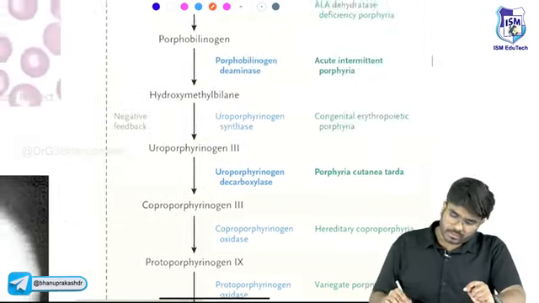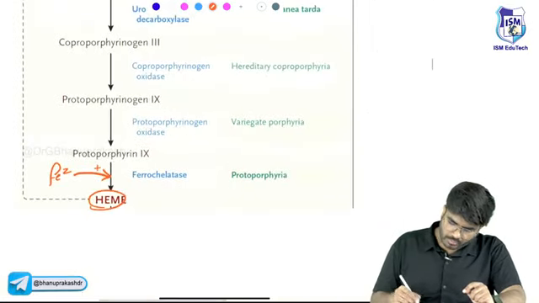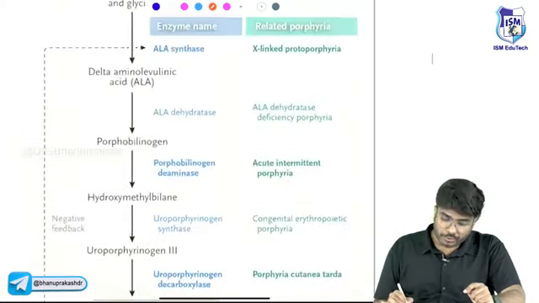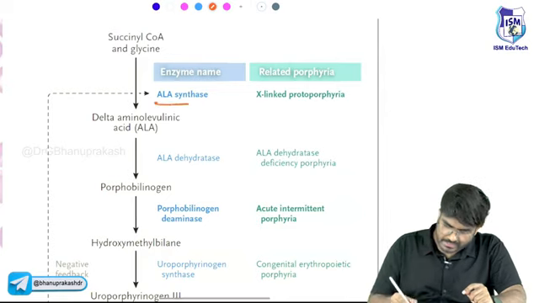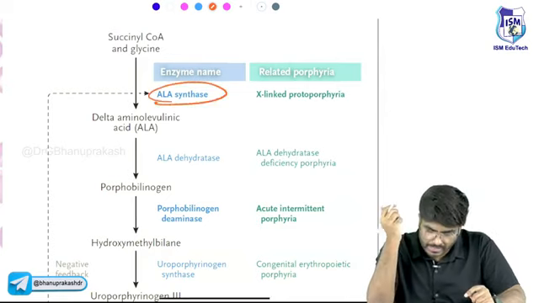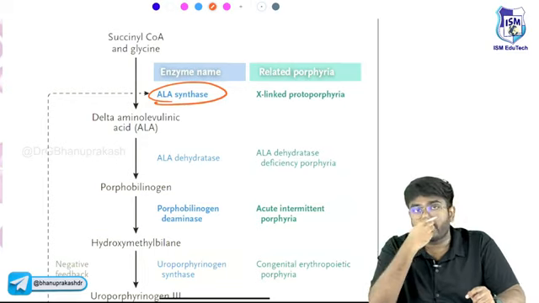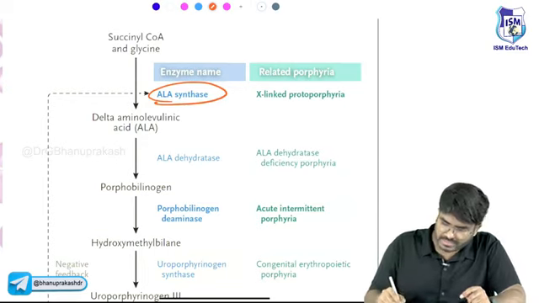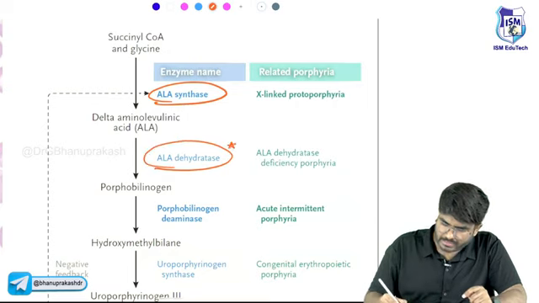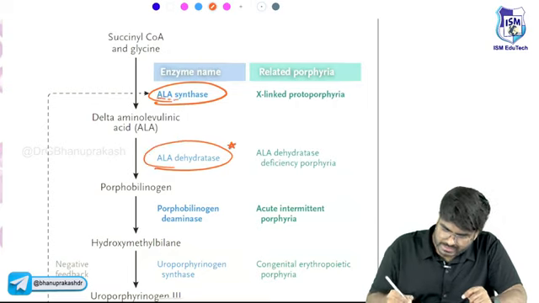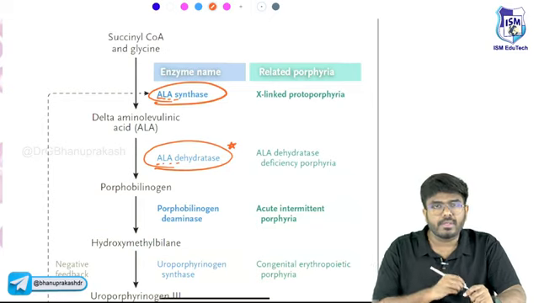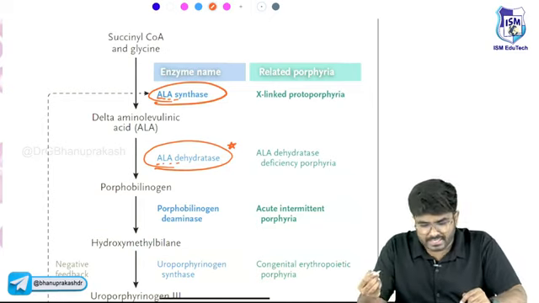Now, the most important point is, in the production of protoporphyrin, what do you need? Enzymes. Which enzymes? ALA synthase, amino levulinic acid synthase, ALAS. And ALA dehydratase, ALAD. So this ALAS and ALAD are the enzymes which are very much important in the production of protoporphyrin.